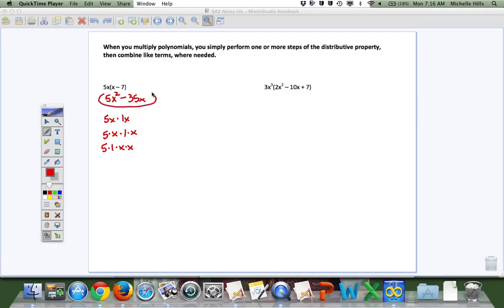And that actually is the answer. It's written in standard form. The x squared's before the x. I can't combine those because they're not like terms.